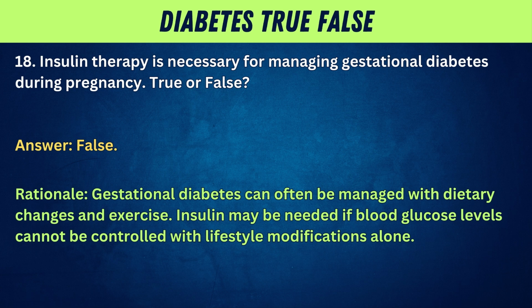18. Insulin therapy is necessary for managing gestational diabetes during pregnancy. True or false? Answer: false. Rationale: gestational diabetes can often be managed with dietary changes and exercise. Insulin may be needed if blood glucose levels cannot be controlled with lifestyle modifications alone.